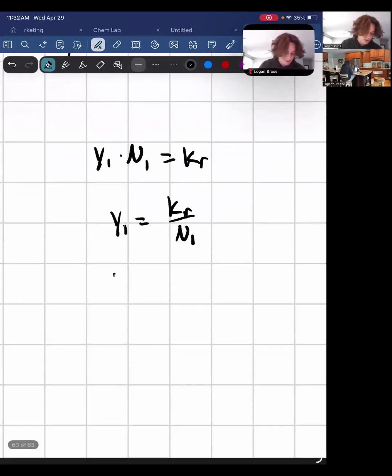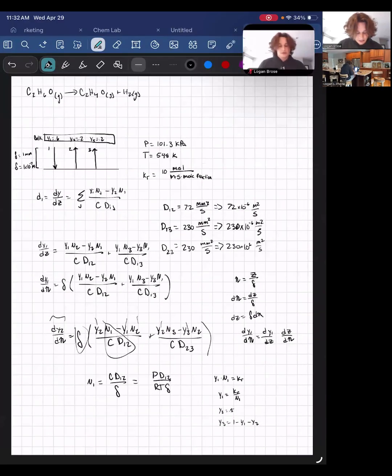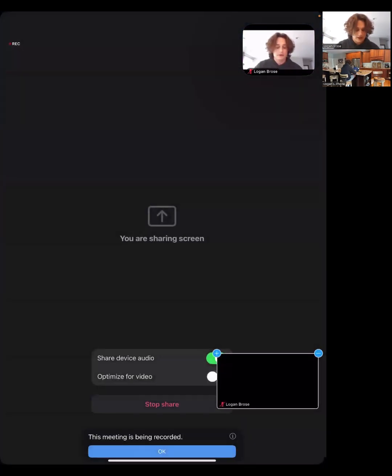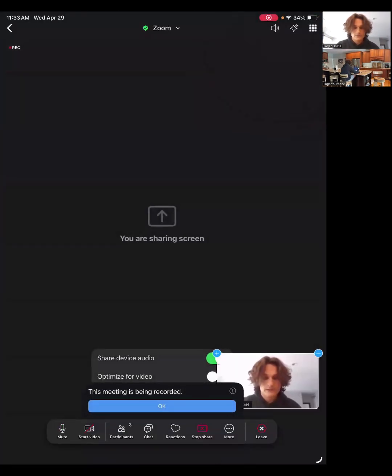Then we can go to our Y2, which is 0.5, and Y3, which will be 1 minus Y1 minus Y2, right? So that's kind of how we set up how we're going to be able to make our guesses and what this problem kind of looks like. From here, I'm going to move on and plug this into Excel. And we will go from there.